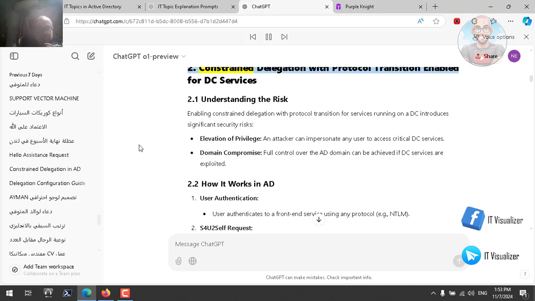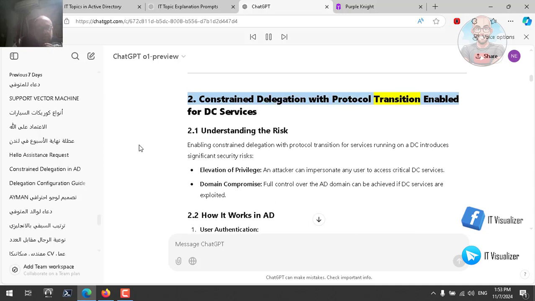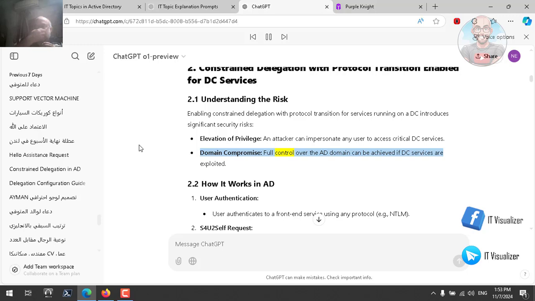2. Constrained delegation with protocol transition enabled for DC services. 2.1 Understanding the risk. Enabling constrained delegation with protocol transition for services running on a DC introduces significant security risks. Elevation of privilege. An attacker can impersonate any user to access critical DC services. Domain compromise. Full control over the AD domain can be achieved if DC services are exploited.